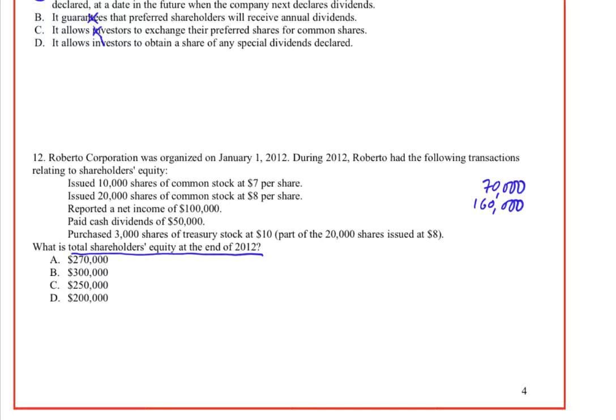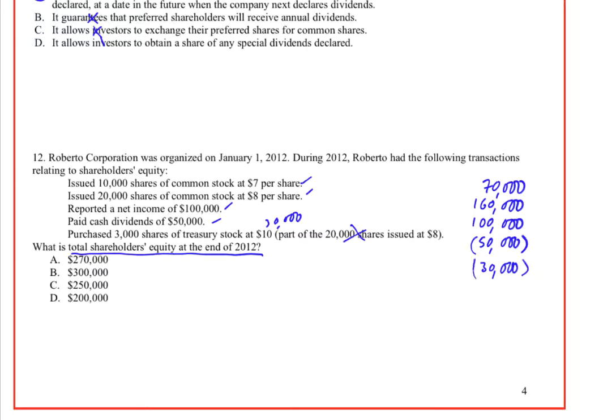160,000. They reported a net income. We know that goes into retained earnings. So that's going to be an increase in stockholders' equity. We've done that. They paid cash dividends. That's obviously going to be a reduction in stockholders' equity, comes out of retained earnings. And then they also purchased shares of treasury stock at $10 each, so that's a total of 30,000. And the fact that it was out of those shares is irrelevant. That is going to go against stockholders' equity.